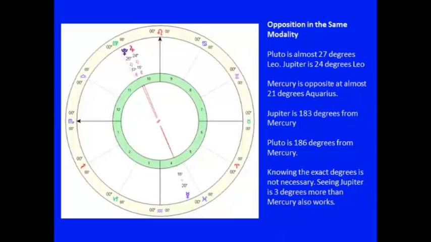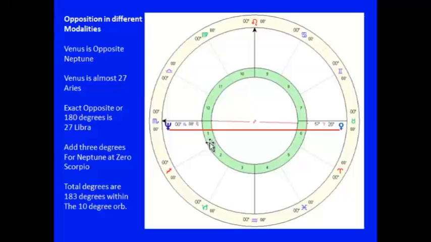Now here's an opposition that's out of sign or in a different modality. Venus at almost 27 Aries opposite Neptune at 0 degrees and 8 minutes of Scorpio. So it's not even 1 degree. There's about a 3-degree difference here. So that's a very close opposition. We could say it's another one that has 183 degrees, and so it's within the 10-degree orb.